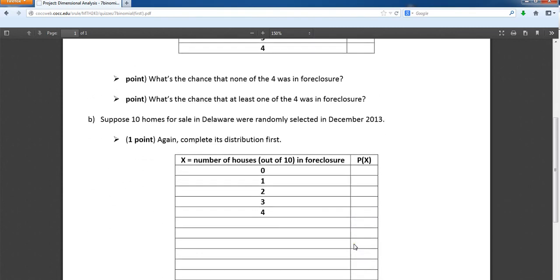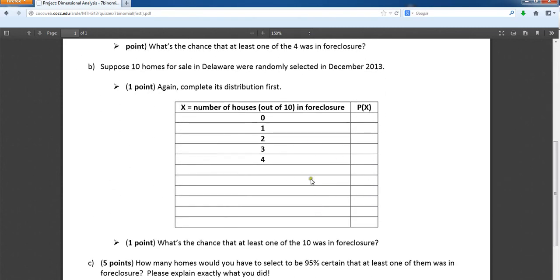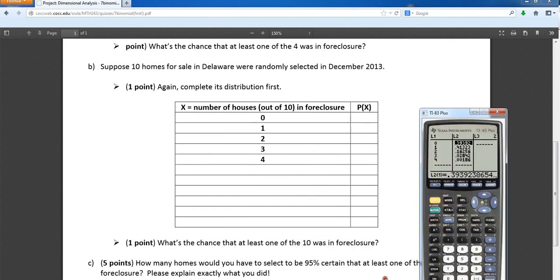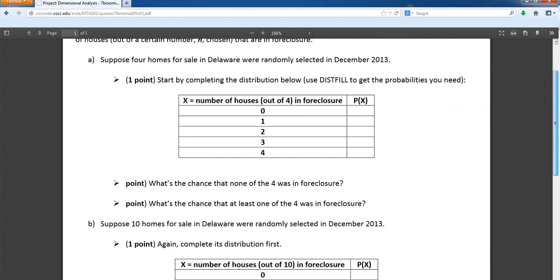And then we're going to select 10 this time, and then you're going to fill in this distribution here. So let's do that. Now you would just run dist fill, of course. I cannot do that because I don't have dist fill on this machine. So instead, I will show you how we do it with the command. You use the binomial PDF command with 10 trials, a probability of success of... I've now forgotten what that number is.